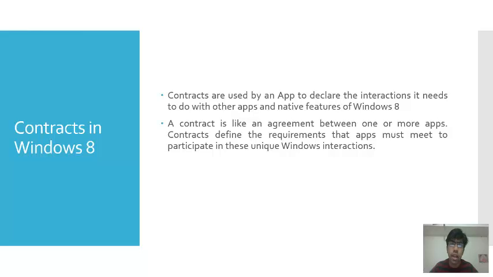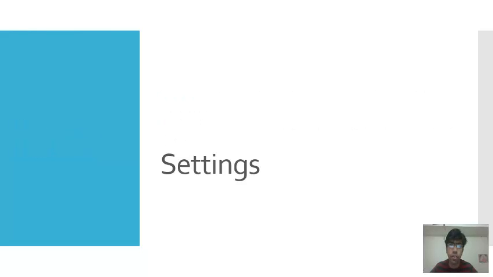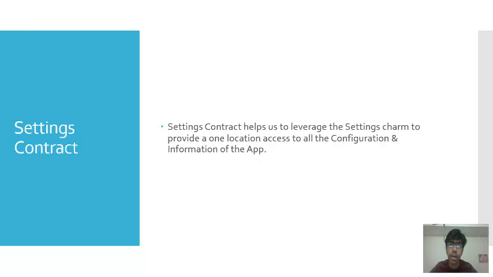Now, let me jump to our first contract, the settings contract. The settings contract allows an application to put its configuration menu and information related options onto the settings pane in Windows Charms. This provides one-place access to settings for all the applications on Windows 8 so that the applications don't need to put a separate settings page in them.